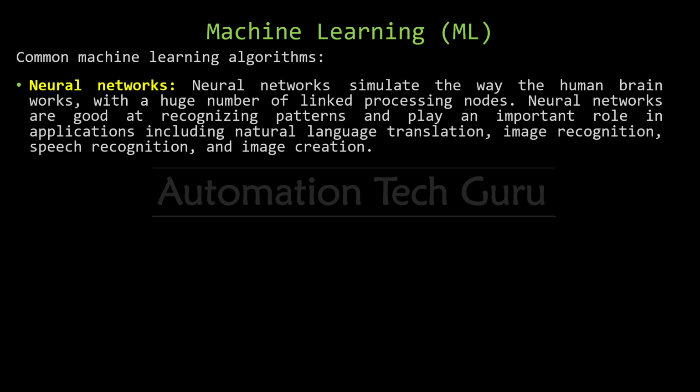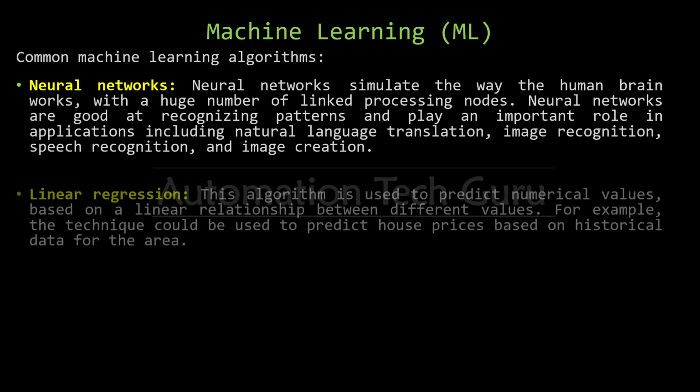Machine learning: common machine learning algorithms. Neural networks simulate the way the human brain works with a huge number of linked processing nodes. Neural networks are good at recognizing patterns and play an important role in applications including neural language translation, image recognition, speech recognition, and image creation.